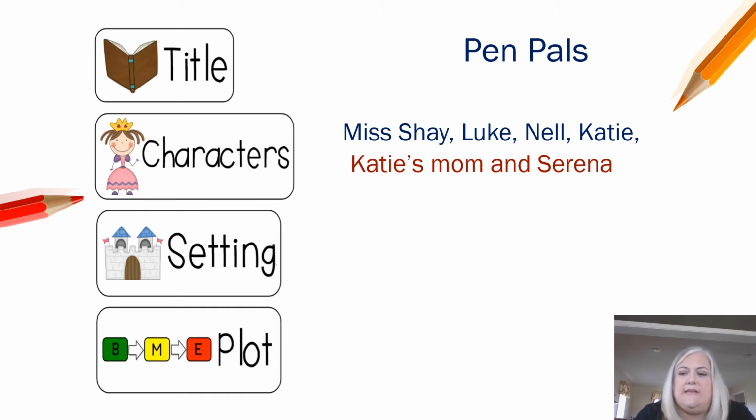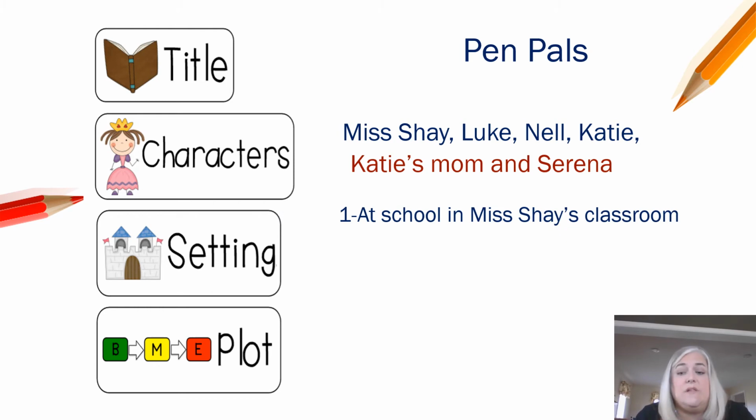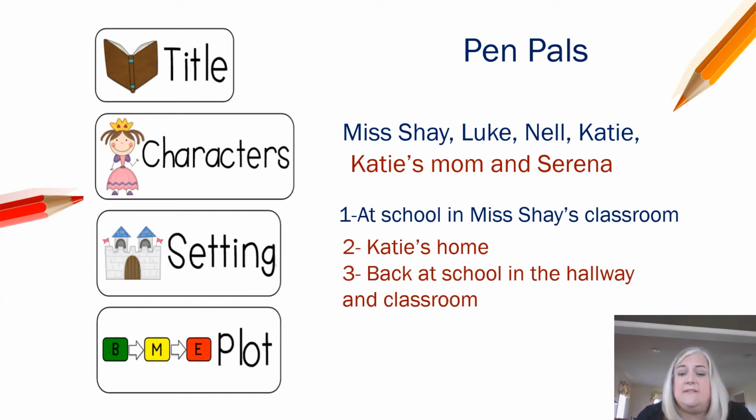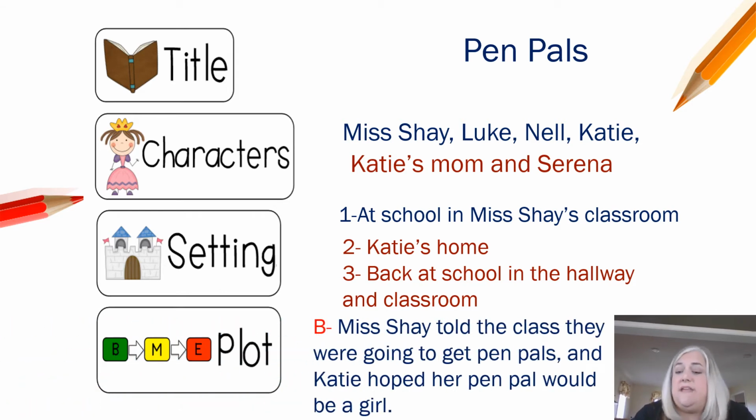How about the setting? We started at school in Miss Shea's classroom. Did the setting change? Yes, Katie went home, and then she went back to school in the hallway and in her classroom. And how about the plot? We did the beginning of the plot was that Miss Shea told the class they were going to get pen pals, and Katie hoped her pen pal would be a girl.